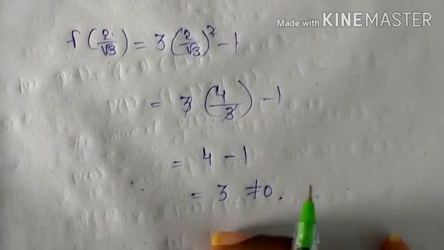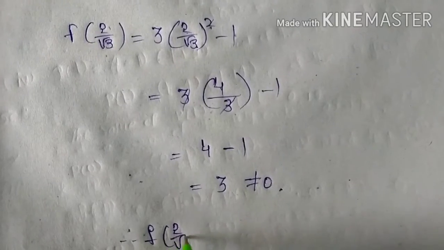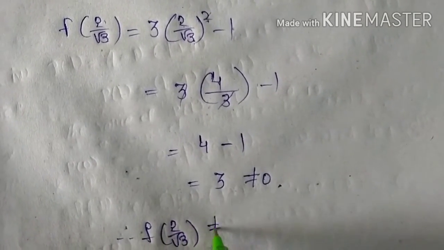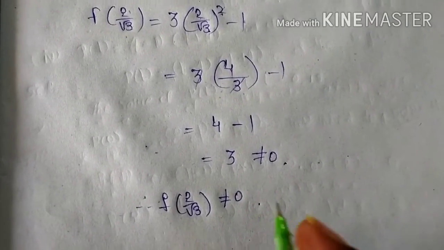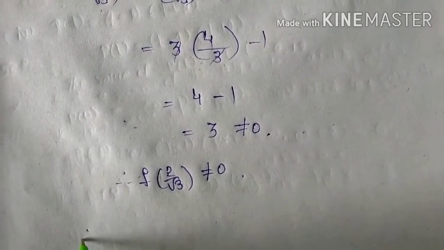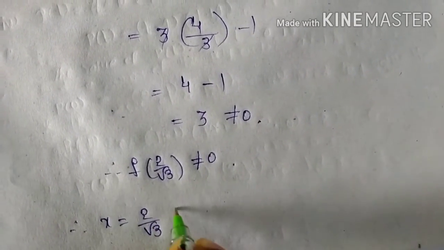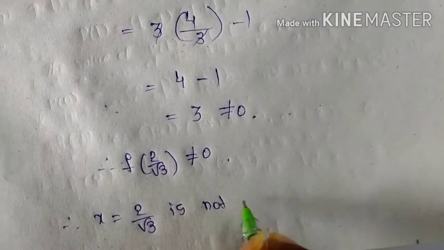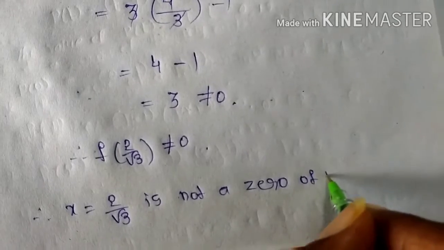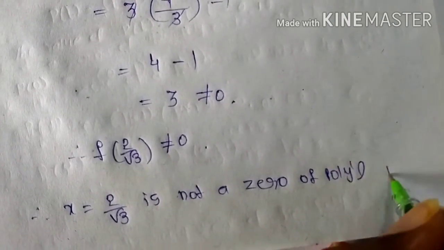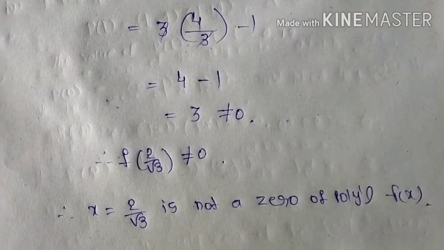Yes or no? So you can write here, therefore, f of 2 by root 3 is not equal to 0. Can you say, is this a zero of the polynomial? It's not possible. Yes or no? So you can write here, therefore, x is equal to 2 by root 3 is not a zero of polynomial f of x. In this way, you can try the remaining sums.